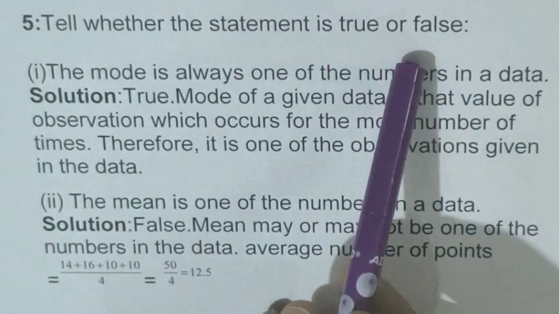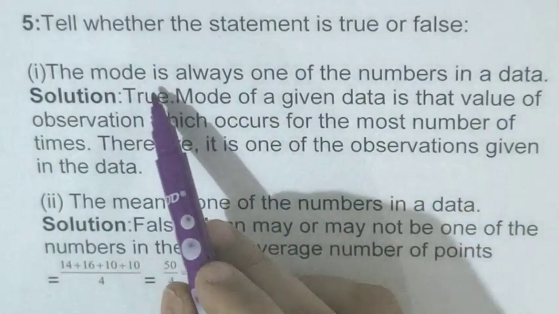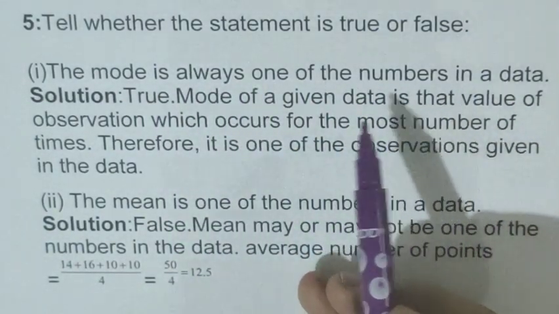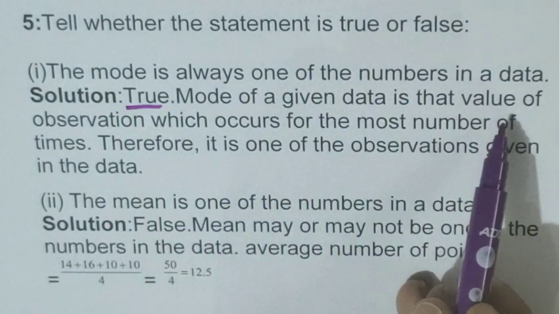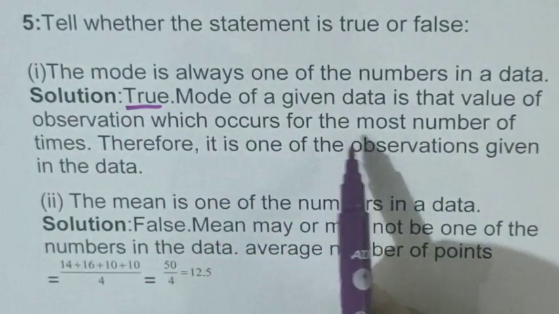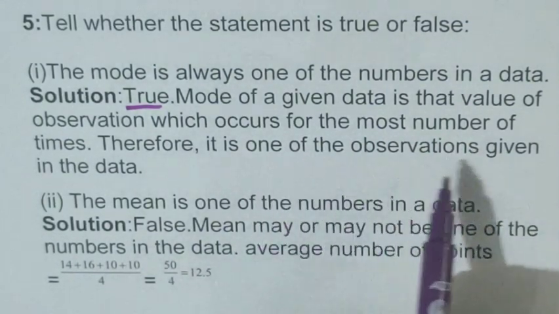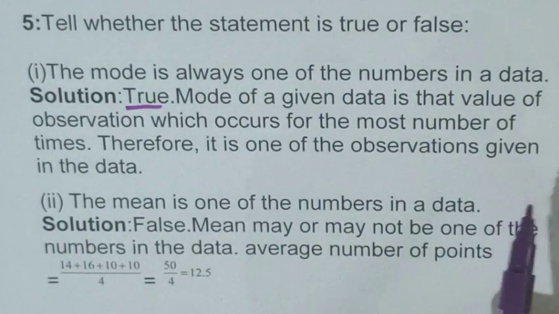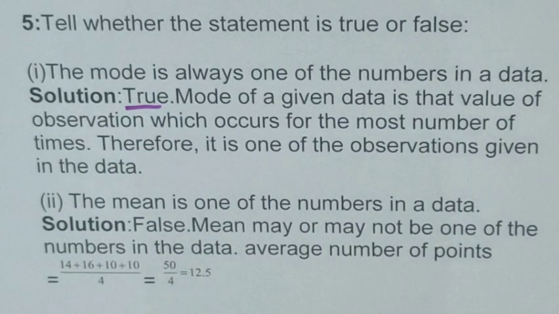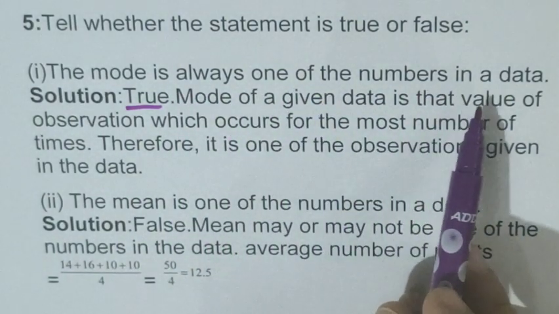Tell whether the statement is true or false. The first statement: the mode is always one of the numbers in a data. It is a true statement. Why is it true? The mode of the given data is that value of the observation which occurs the most number of times, or has the maximum frequency. So it is one of the observations given in the data. There can be two modes, or one mode also, unimode, but we will get the same observation as the answer only. So the statement is true.